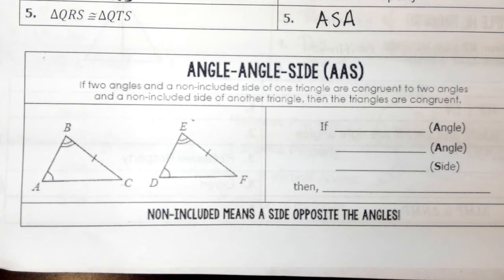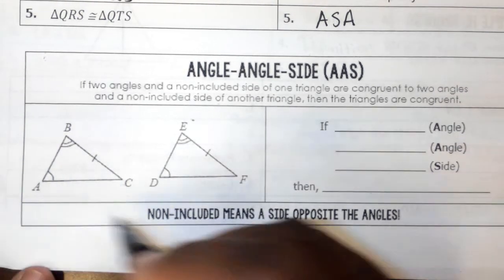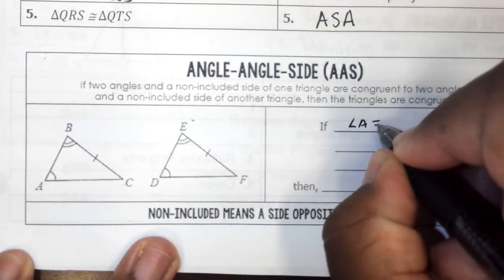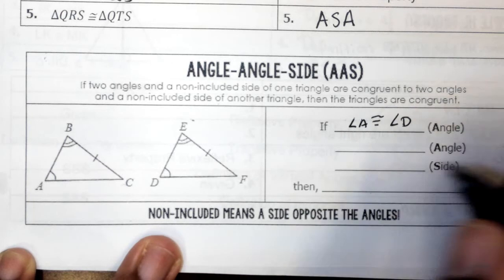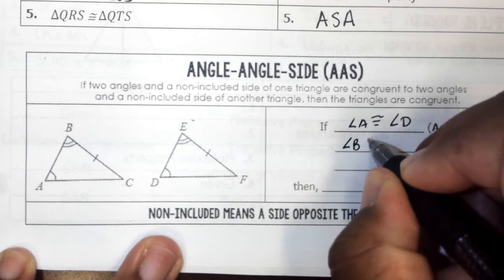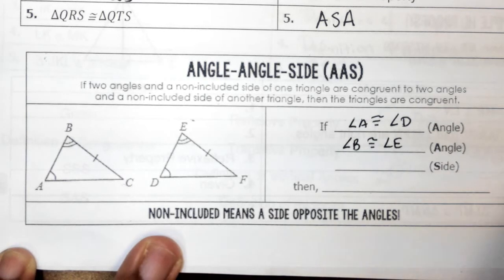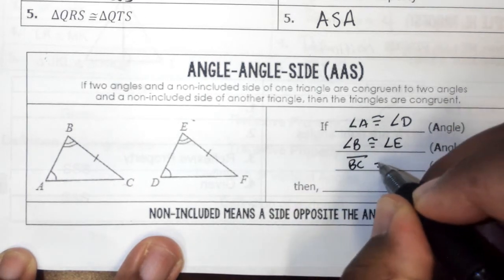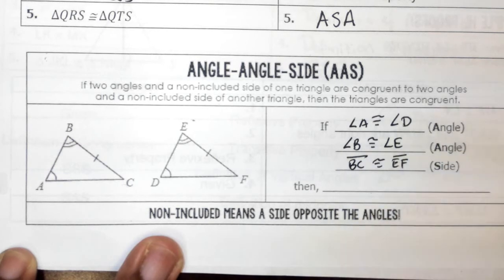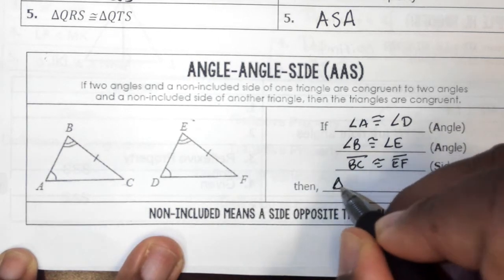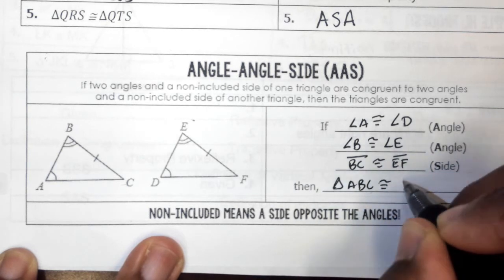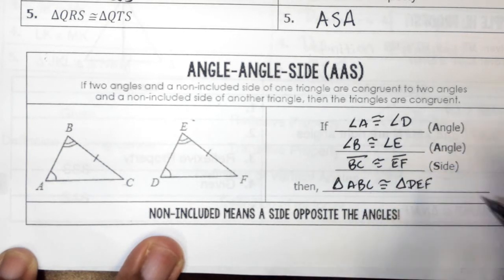Angle, side. If two angles and a non-included side of one triangle are congruent to two angles and a non-included side of another triangle, then the triangles are congruent. The image is showing us what we need to write. I'm just going to write it. Angle A is congruent to angle D. Angle B is congruent to angle E. Side BC is congruent to side EF. If that's the case, then triangle ABC is congruent to triangle DEF.